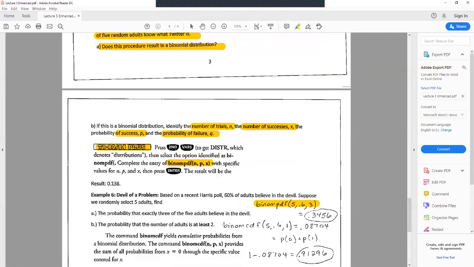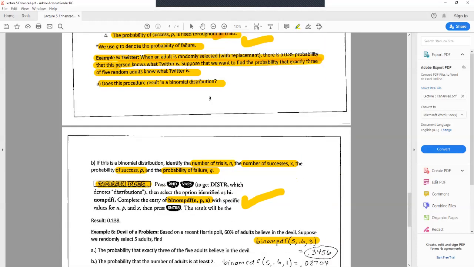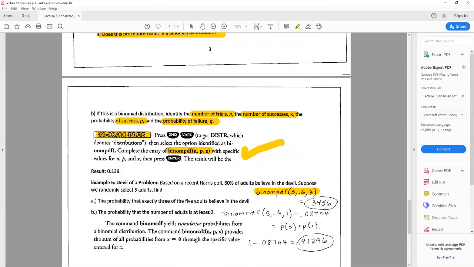And then you simply follow the syntax here. You're going to put in N, the number of trials, which is 5, followed by P, the probability of success. And then you're going to plug in the number of successes X. So it would be binomial PDF, and for this particular problem, we would have 5, then 0.85 for the probability of success. And then we would put 3 for the probability that exactly 3 would know what Twitter is. So once you run that, you should get 0.138.